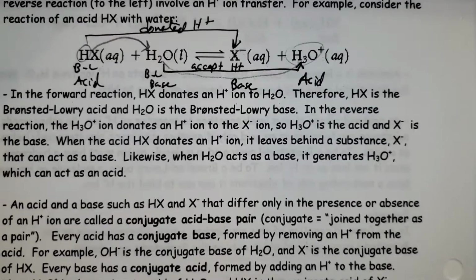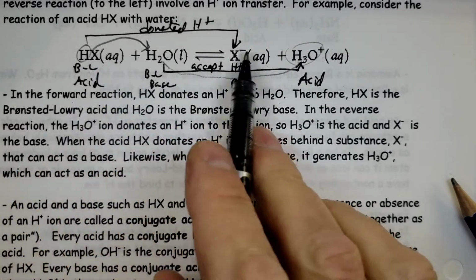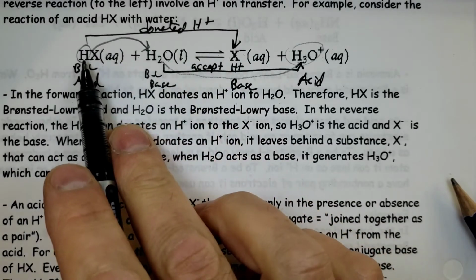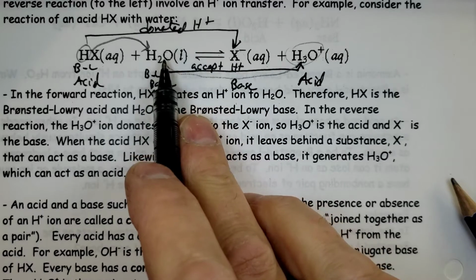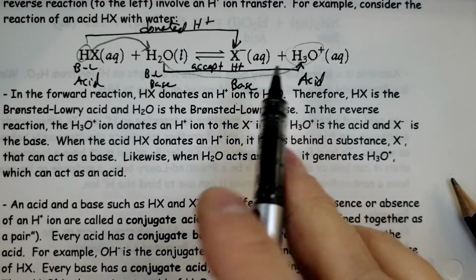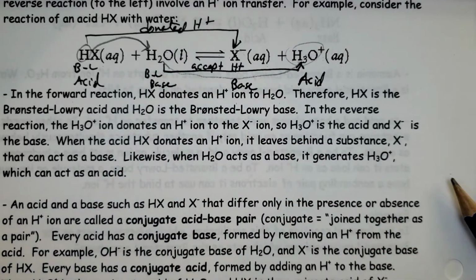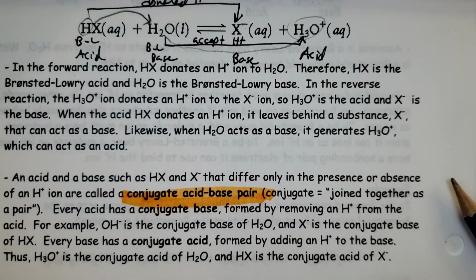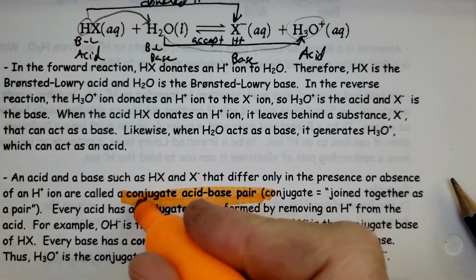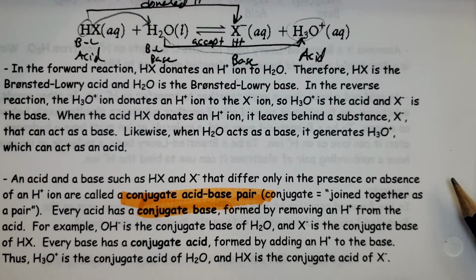An acid and a base such as HX and X that differ only in the presence or absence of an H plus, we've kind of done that, because in pairing these up, they differ by a single H. HX and X differ by a single H. H2O and H3O, they differ by a single H. So those are called conjugate acid-base pairs. Conjugate, the word meaning joined together as a pair. Every acid has a conjugate base formed by the removing of an H plus.